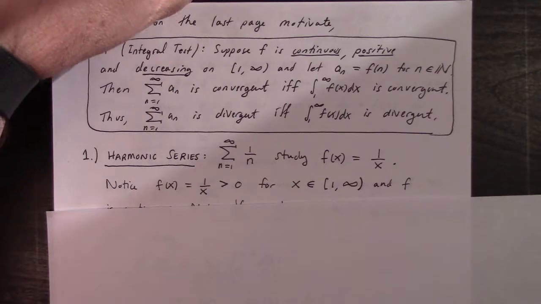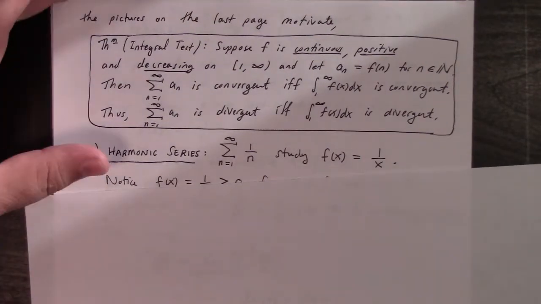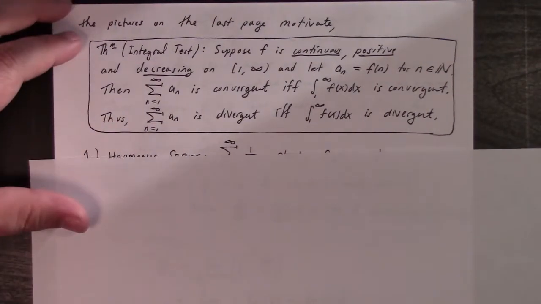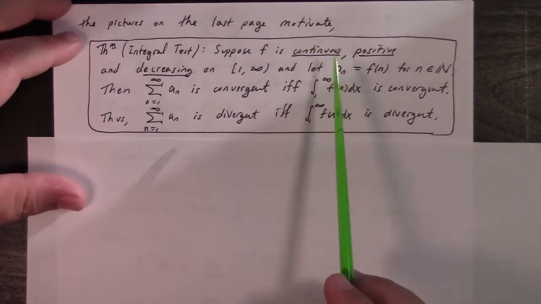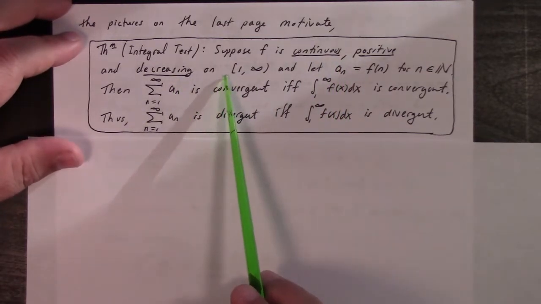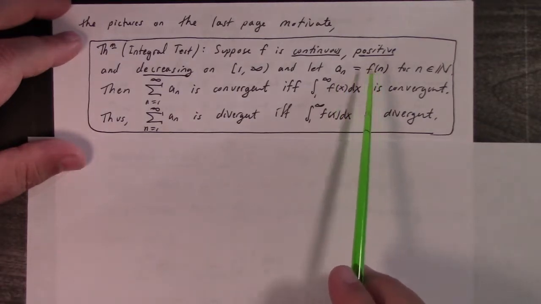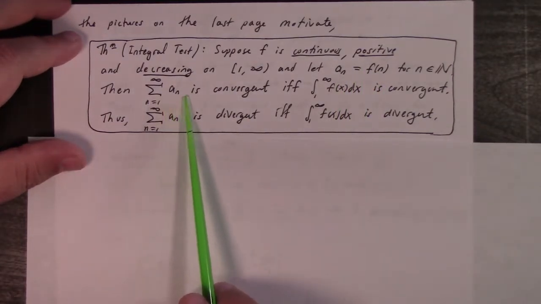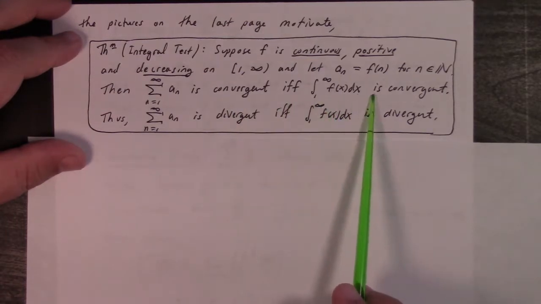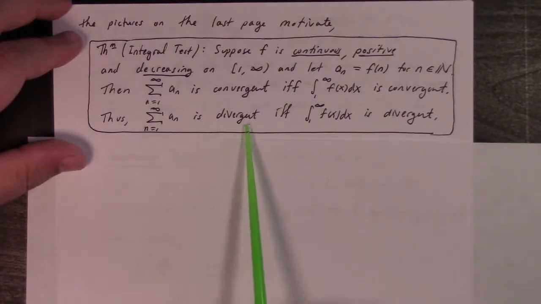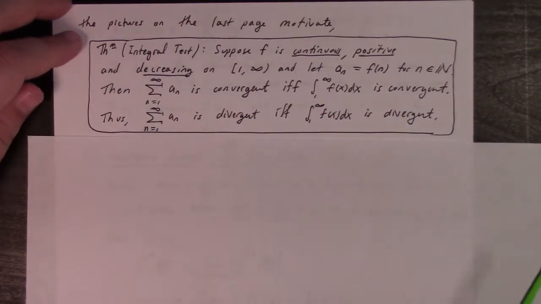So here it is. I'll just state it as carefully as I know how. Suppose f is a continuous, positive, and decreasing function on 1 to infinity, and let the sequence a sub n be equal to f of n for n in the natural numbers. Then the series is convergent if and only if the integral is convergent, and the series is divergent if and only if the integral is divergent.